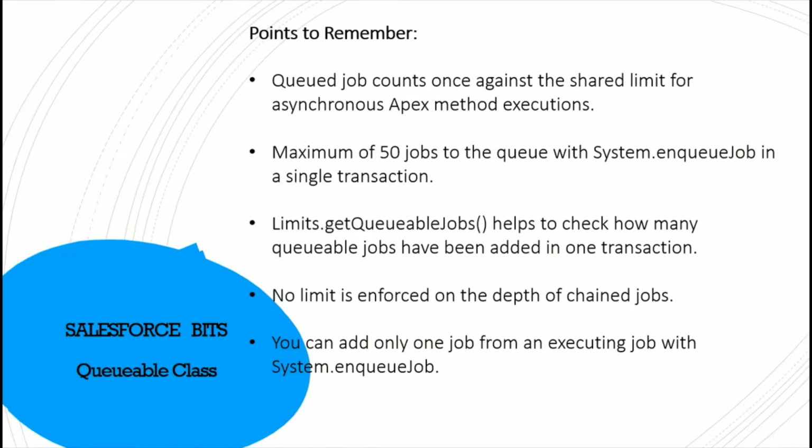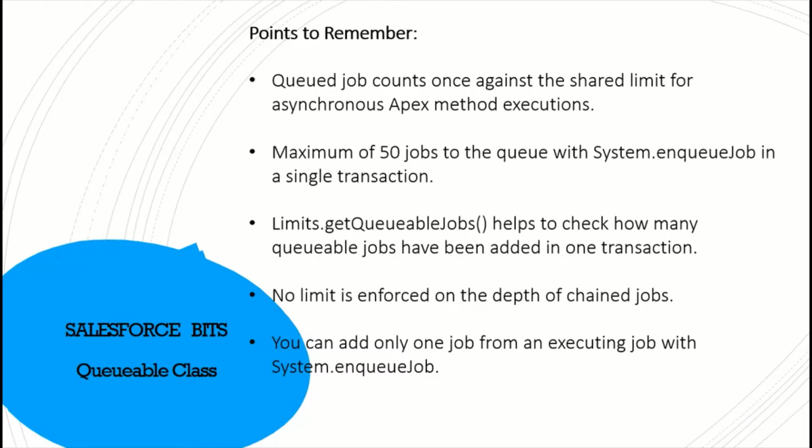And how do you submit? You use the System.enqueueJob method to submit to the Apex job queue. These are some of the points to remember in terms of Queueable Apex. Since it's an asynchronous process, it doesn't mean it has no limits; it still has asynchronous Apex governor limits. You can have a maximum of 50 jobs in the queue when scheduling with System.enqueueJob in a single transaction, not beyond that. Also, using Limits.getQueueableJobs, you can check how many queueable jobs have been added in one transaction.